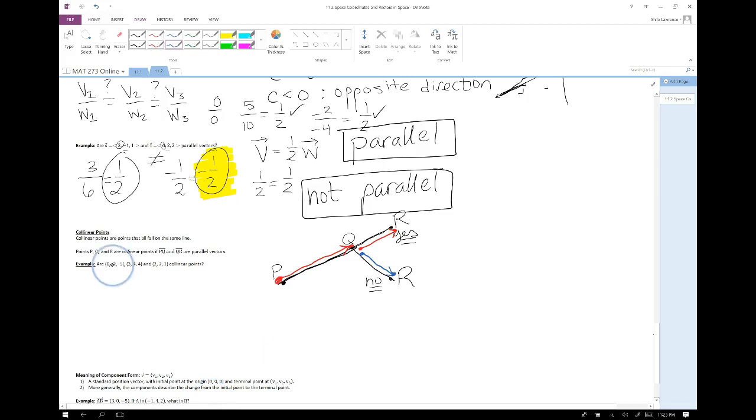So we can take a set of points and create vectors and check to see if those vectors are parallel or not. So right here, we've got points P, Q, and R. They are collinear points if vector PQ and vector QR are parallel vectors.